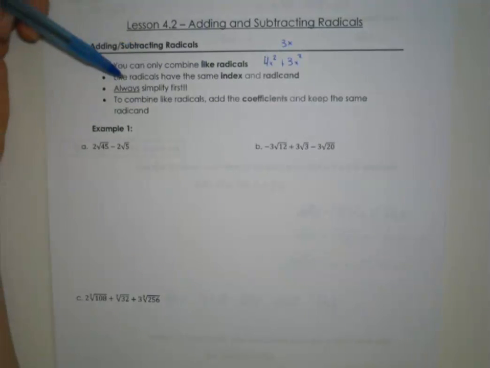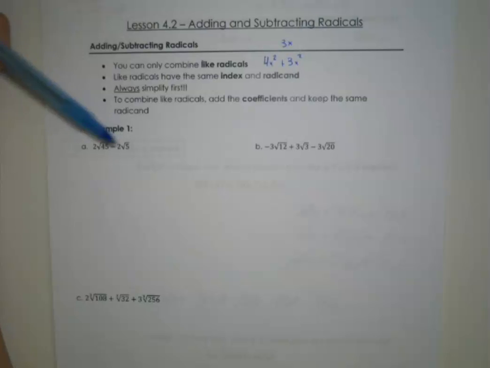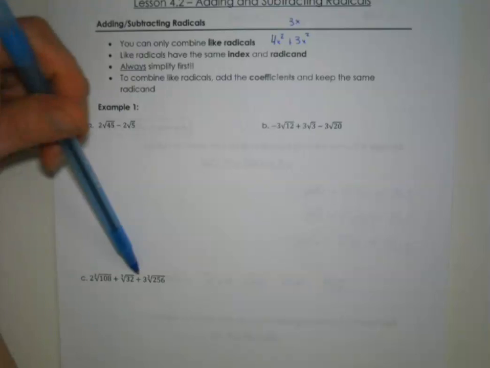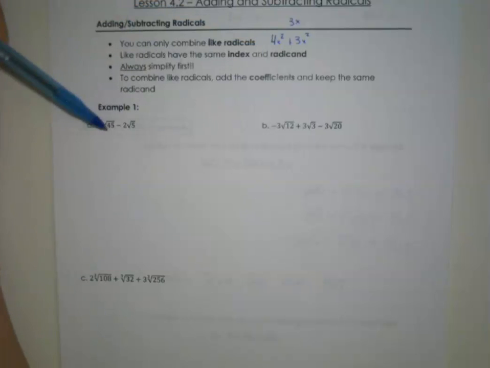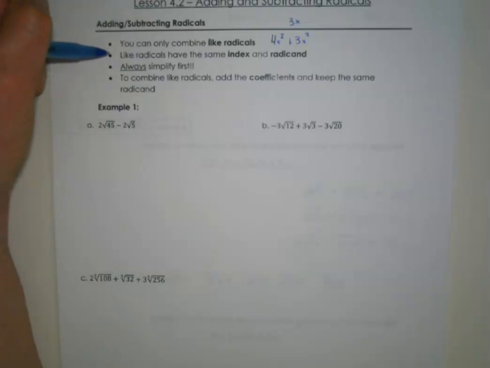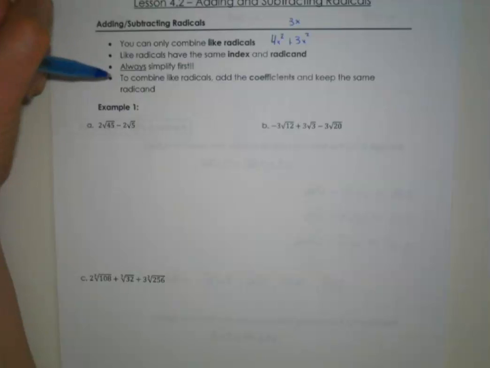And so in order to have like radicals, they need to have the same index. So they both have to be square roots, or they all have to be cube roots. The index needs to be the same and the radicand needs to be the same. So the value that's underneath the radical sign needs to be the same in order to combine them. Before you start trying to do any of these operations, you want to simplify first, and a lot of times that's going to make it so that you do have the same radicand and you can combine them. If you've simplified them all the way and they don't have the same radicand, you just don't combine them.